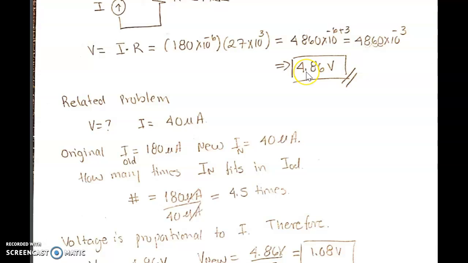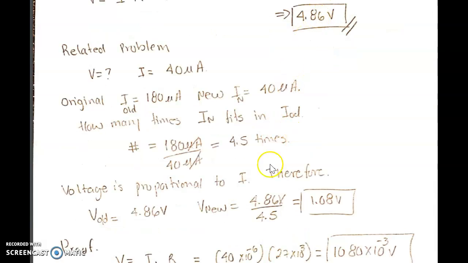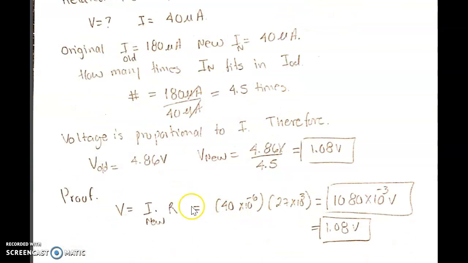So now we have the original voltage calculated for the original current, but now we know that it's being reduced 4.5 times. So we can take this original voltage divided by the reduction factor, and we get 1.08 volts. So if we reduce the current from 180 to 40, we get a voltage of 1.08 volts. We can prove this by using the Ohm's law formula with the new current. The resistor stays the same, the current changes, so we calculate it to be 1.08 volts, which is the same as just using the reducing factor.